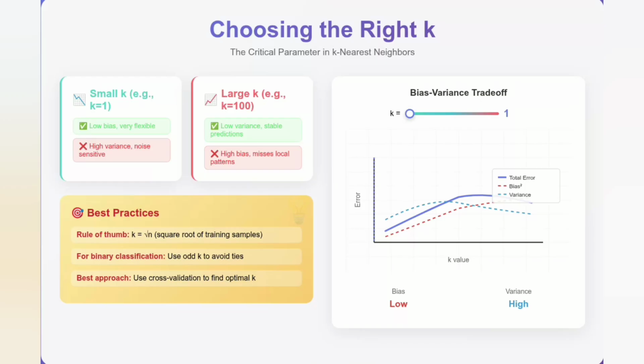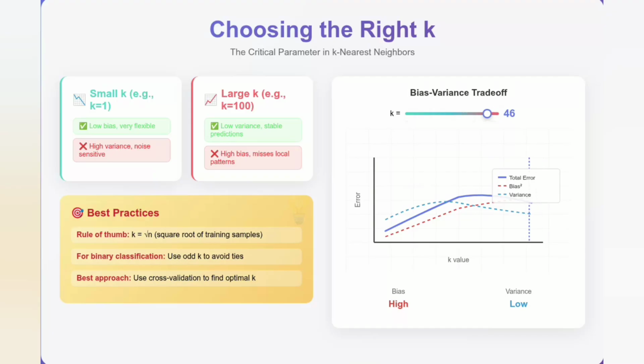Choosing the right value of K is one of the most important decisions in KNN. If K is too small, say K equals 1, our model becomes very sensitive to noise and outliers. One mislabeled data point could completely throw off our predictions. If K is too large, we might include too many distant points that aren't really relevant, making our model too general and potentially losing important local patterns.